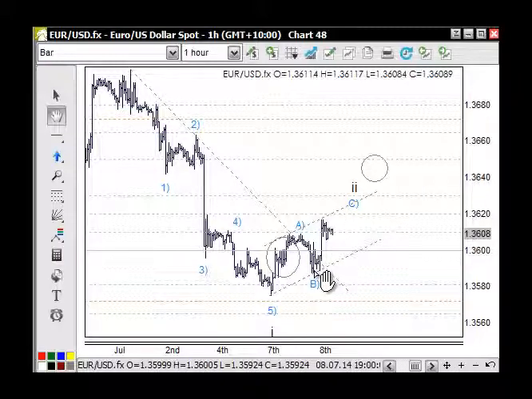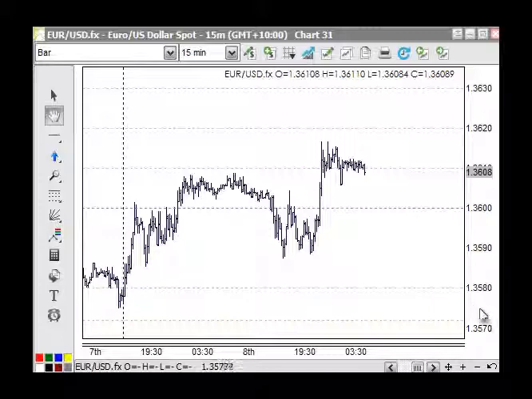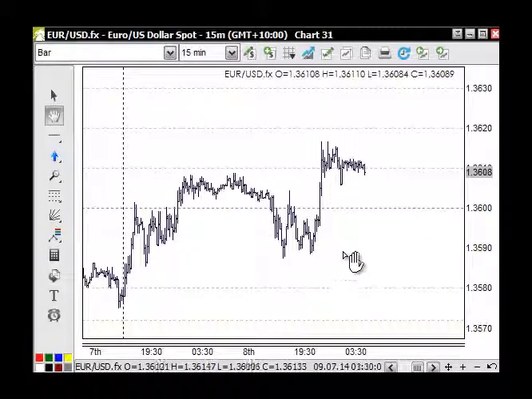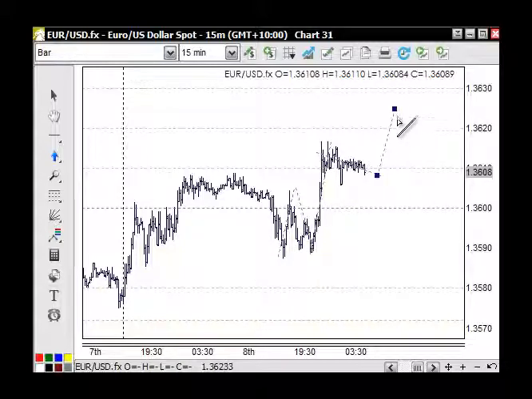So this wave C here should have 5 waves in it. It also should have some sort of equality to the length of wave A here as well. So it's something that we can look for. We can pretty much see from just the 15-minute chart that we'd be looking at something like a wave 1, 2, 3, complicated 4th here, and a 5th wave to here.